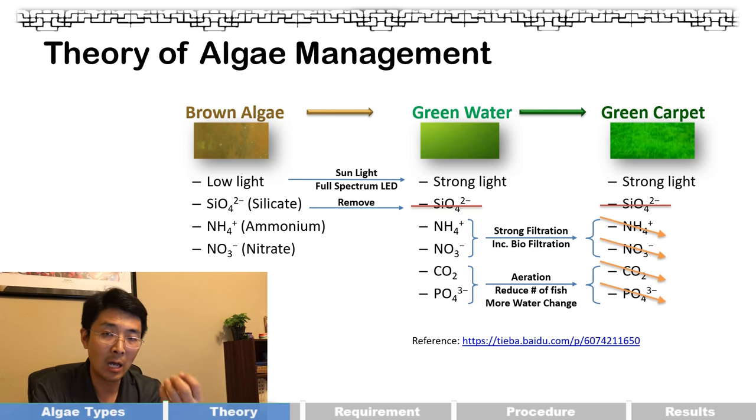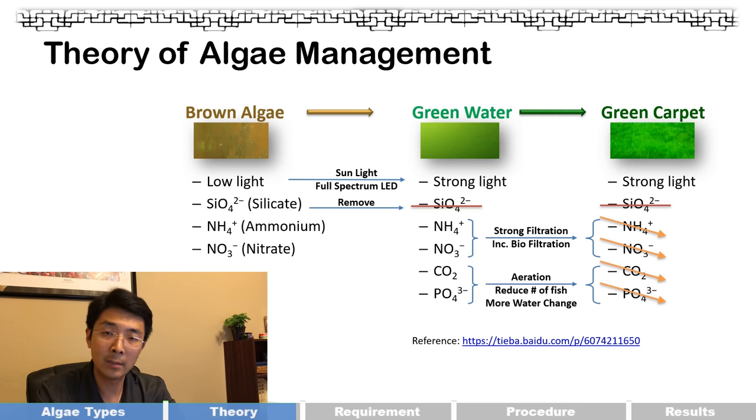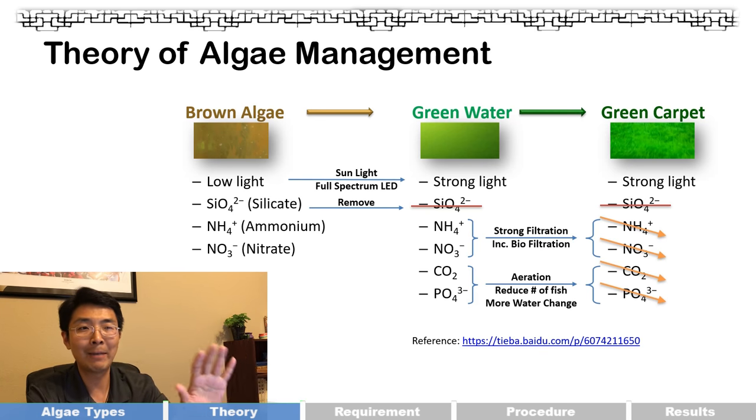So all the algae seed came from the green water. Green water has a lot of seeds, and then you just kill some of the seed that you don't like as green water, and you're gonna leave the algae seed as green carpet algae. Remember, write down this sentence: green water is the key transition component to green carpet algae. If you're not able to generate green water, no green carpet algae is gonna come up. All right, I know this is a little bit chemical stuff.